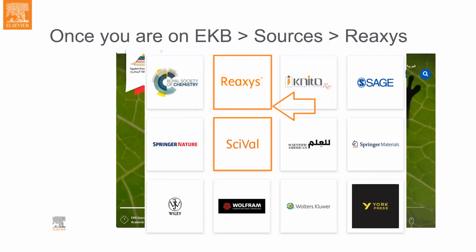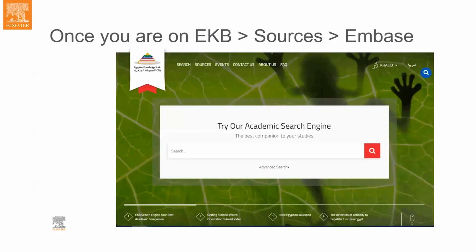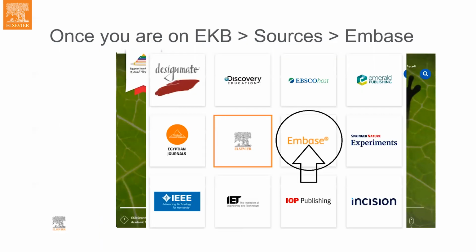So that would be a quick introduction to how to access the solution. Once you have clicked on Reaxys or Embase, you will see a description of what the solution does. Under the list of products, if you click on Reaxys, it will give you a link that will grant you access to Reaxys. It's very similar to what you would see on Embase. Same steps: sources, all sources.